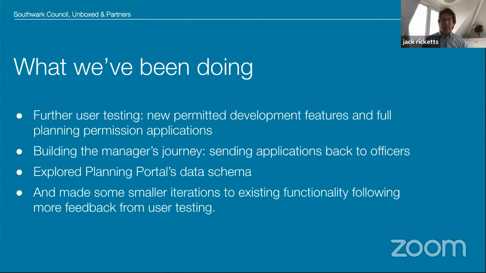What we've been doing, I mean, we've been going flat out since beginning of April. So this last sprint, people have taken the opportunity of the easing of lockdown restrictions to take a spot of leave and renew passports and stuff. However, we have still managed to ship more stories, including more user testing research, but building the manager's journey, plus a spike to explore planning portals data schema, and more smaller iterations and more development.